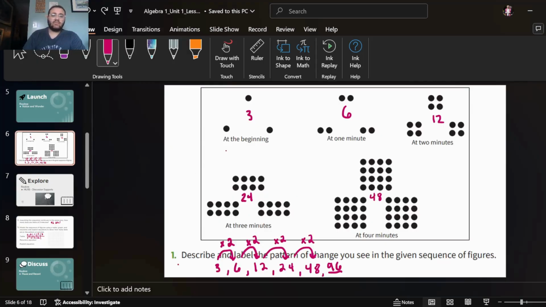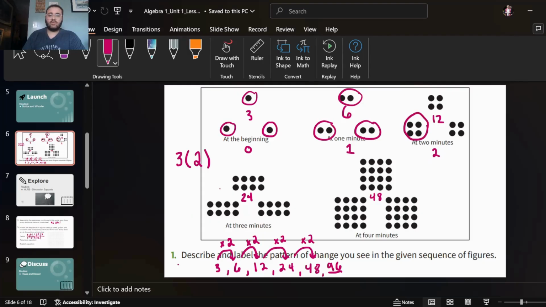Well, let's go back to our pattern. We start at 3, and our change factor is 2. And we notice, what is the relationship between 0 and 3? What is the relationship between 1 and 6? What is the relationship between 2 and 12? So on and so forth. Well, we can begin to see this by focusing in on just one of these groups here. So how is 1 related to 2? How is 2 related to 4? How is 3 related to 8?